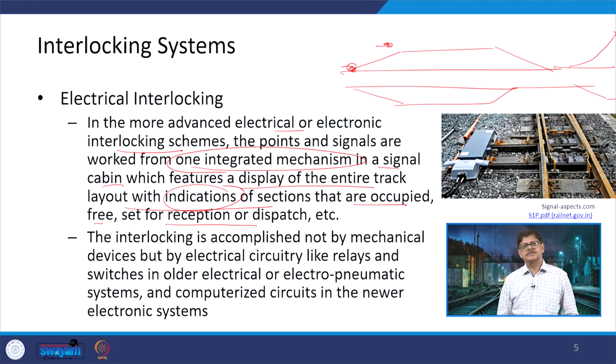This interlocking is accomplished not by mechanical devices, but by electrical circuitry like relays and switches, in older electrical or electro-pneumatic systems, and in the case of newer systems, by computer based circuitry. So, now the things are relatively easier to operate. But when you are operating the whole system from one particular location, you need to take care of many things.